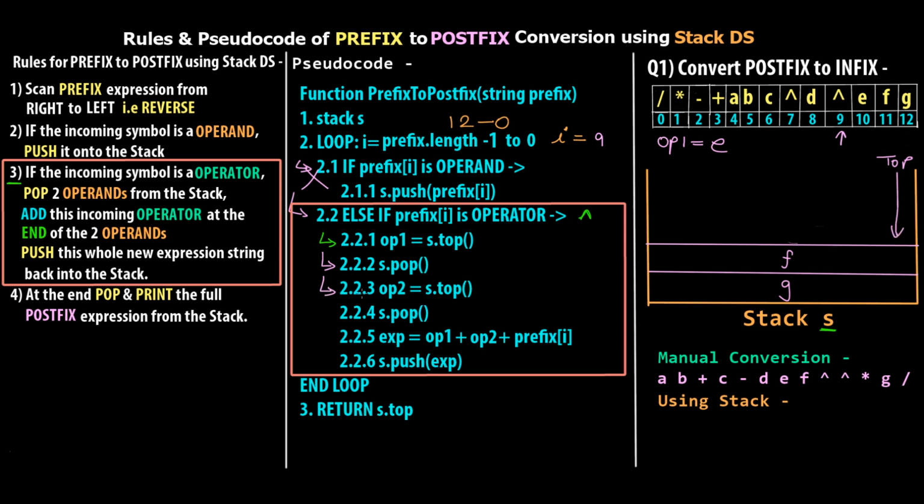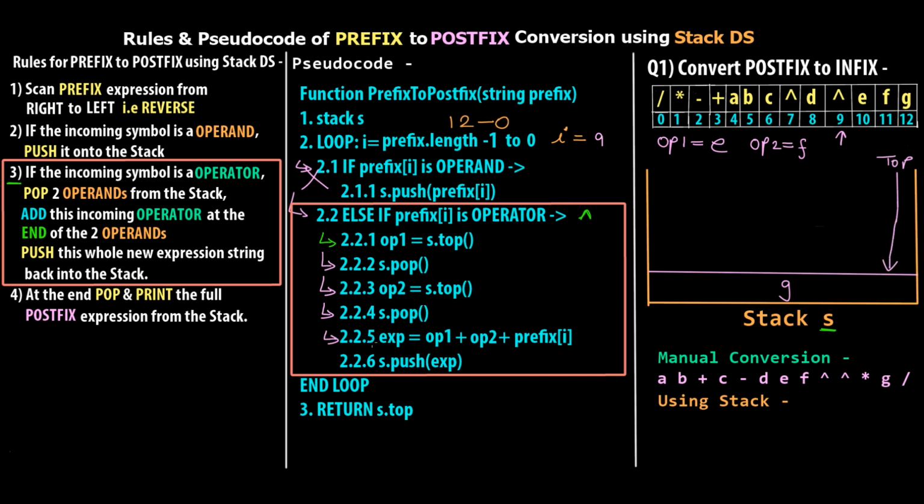Then we move on to 2.2.3. We say op2 is equal to s.top. What is the new top of the stack? It is F. So op2 is equal to F. Okay. Then we move on to 2.2.4. We say again s.pop, which means we remove out the top of the stack. So now the top of the stack is G.